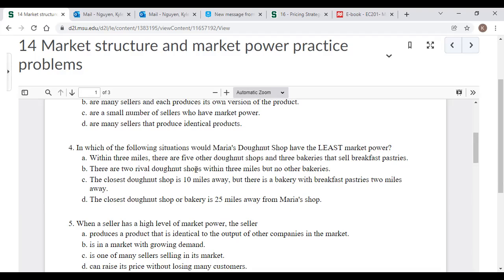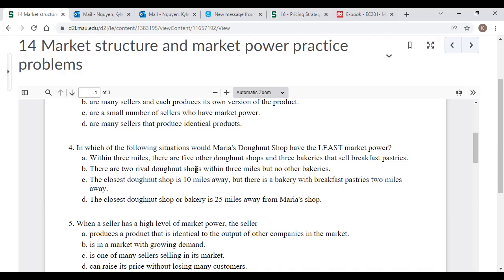Maria, in this scenario, has 8 competitors. She has 5 donut shops and 3 bakeries. 3 of her competitors sell a differentiated product, so she's kind of unique in regard to them. However, she has 5 competitors who sell close to the exact same thing as her. So as you can tell, she has a lot of competitors, and a lot of those competitors sell a very similar product to her. So she has very low market power in this.